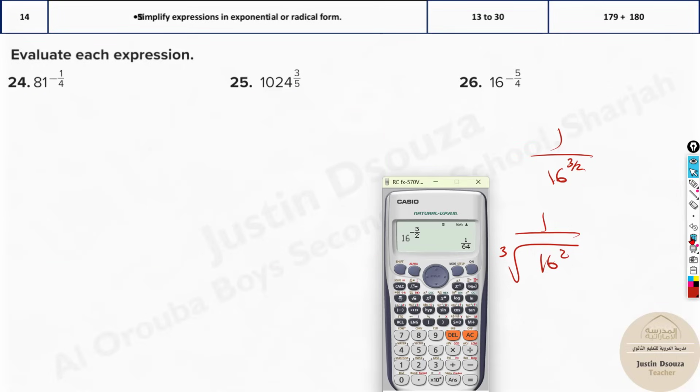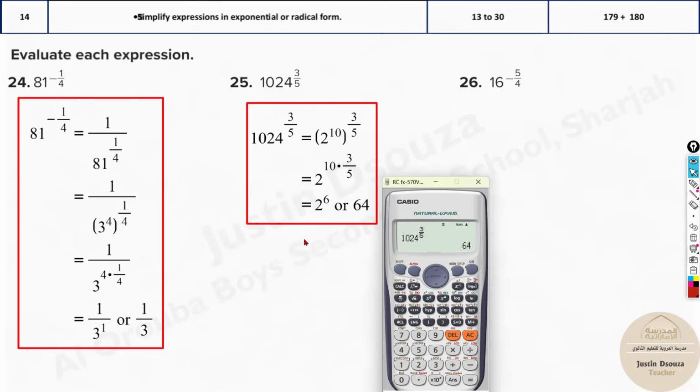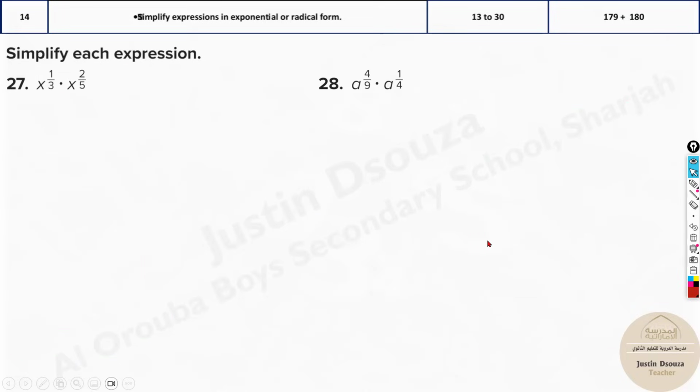And similarly, please do these problems as well. You will directly get it, I believe. It's 1024 to the power 3 by 5. You don't even see, it's already the final answer itself. It won't be in decimal. You don't have to check anything. Directly, you can get the answers.